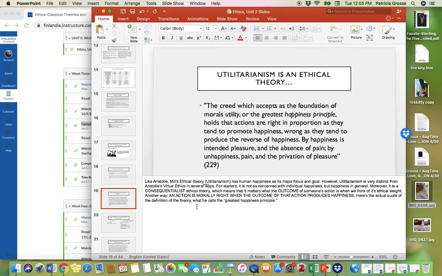Here's the actual quote of the definition of the theory, what he calls the greatest happiness principle. "The creed, which accepts as the foundations of morals utility, or the greatest happiness principle, holds that actions are right in proportion as they tend to promote happiness, wrong as they tend to produce the reverse of happiness. By happiness is intended pleasure and the absence of pain, by unhappiness pain, and the privation of pleasure."